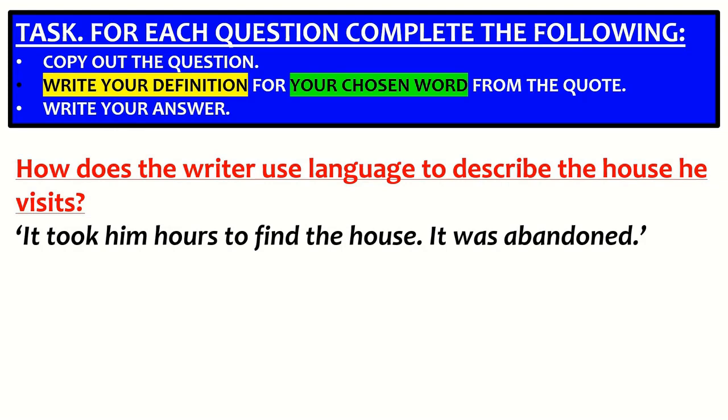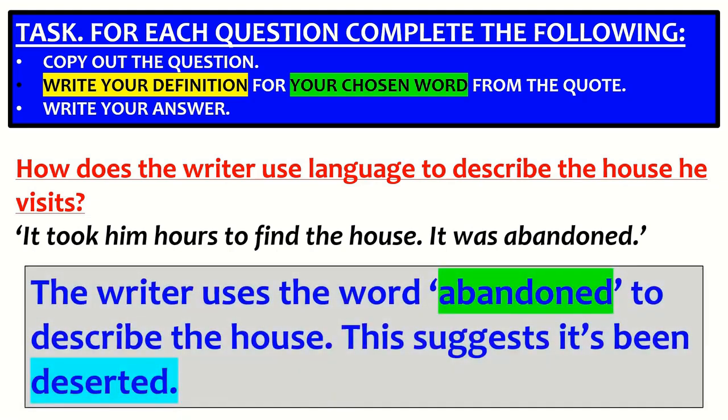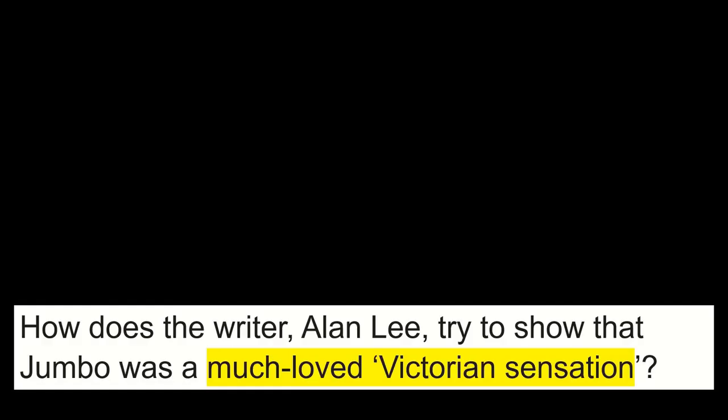How does the writer use language to describe the house he visits? It took him hours to find the house. It was abandoned. So they zoomed into the word abandoned because that's the word that stands out. And they put, the writer uses the word abandoned to describe the house. This suggests it's been deserted. Okay, so again, definition, synonyms.